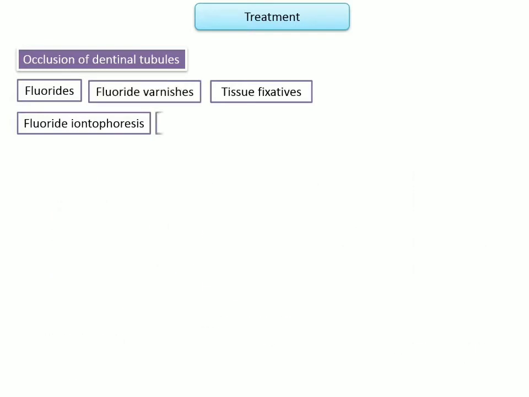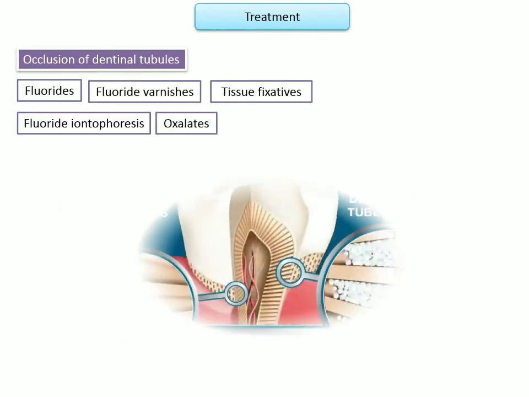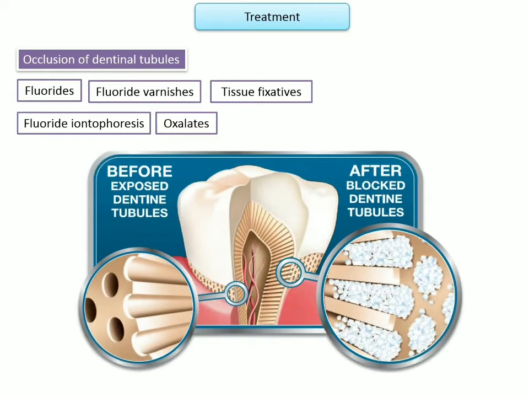Oxalates. Desensitizers containing metallic salts, predominantly oxalates such as 3% potassium oxalate, which form insoluble chemical precipitates like calcium oxalate in the peritubular dentin, can be used. The advantage of using oxalates is that they do not require acid etching or light curing, and they cause no irritation of the gingival tissues.